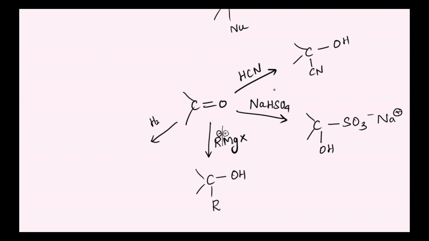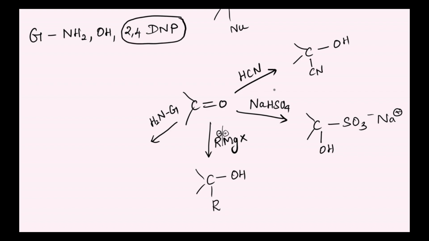Particularly, if I am taking an amine group, which is NH2-G. G can be of anything. G can be of OH, G can be of NH2, another NH2 group or OH group, or more importantly 2,4 DNP. Guys, this is super important reagent. Please note it down. 2,4 DNP, or G can be of NHCONH2, or any aromatic amine as well. So whatever is there which is attached with NH2 group, it becomes C double bond N-G.